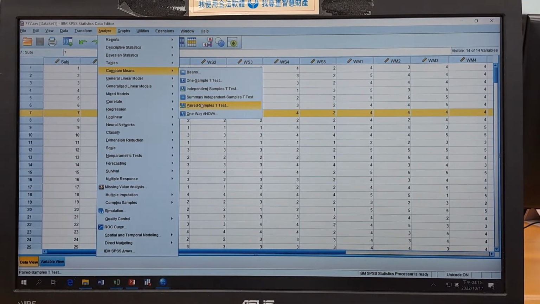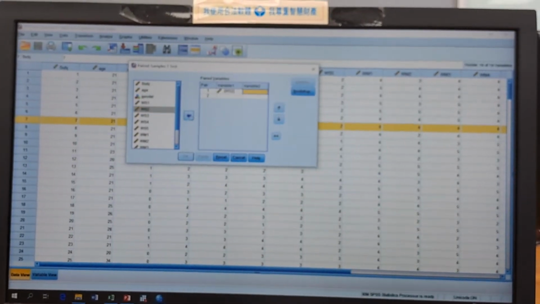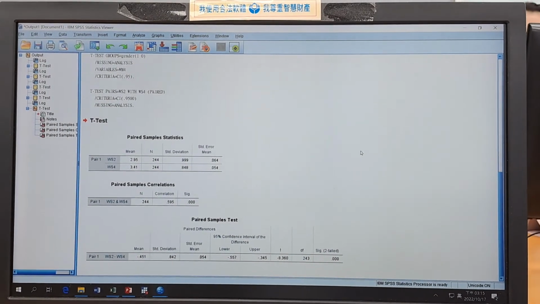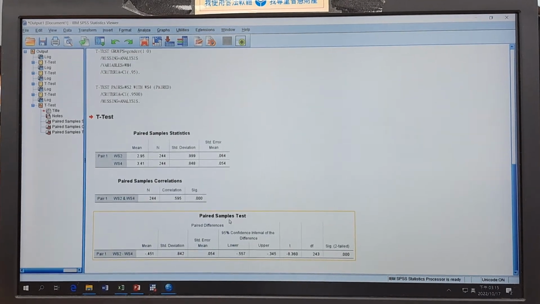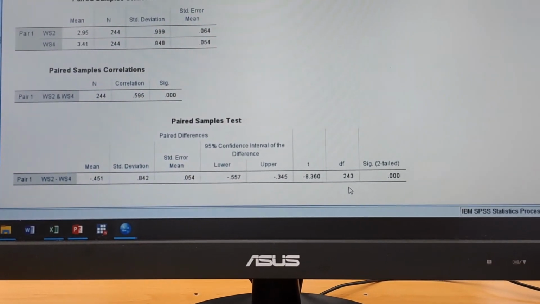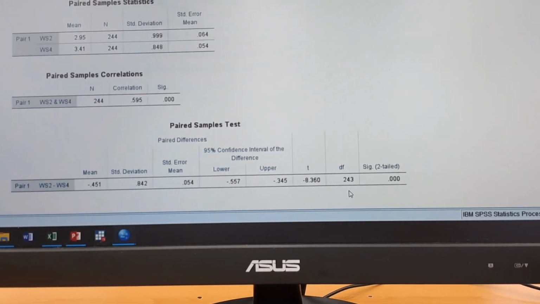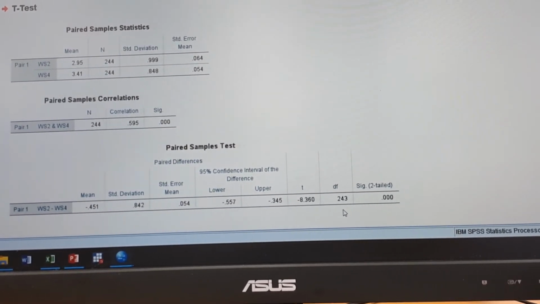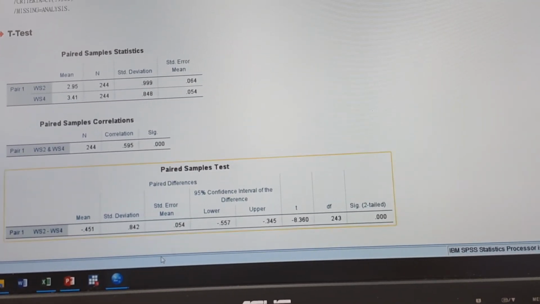Compare means. Paired-samples t-test. WS2, WS4. Now we're going to ignore this one. Let's see this one, the paired-sample test. Please tell me, is this one significant or not? Not significant, right? Why? Because the p-value is greater than 0.05. So how do we address that?